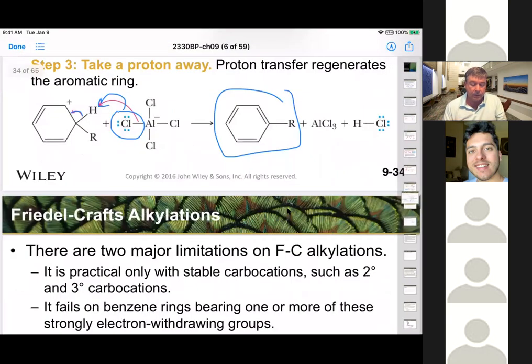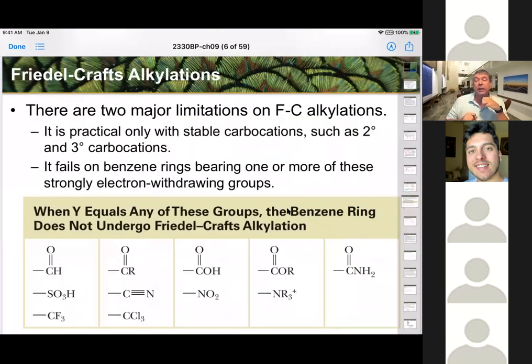Okay, so one of the limitations for these alkylations is it's only practical if you can form a secondary or tertiary carbocation. Okay, you have to form a secondary or tertiary carbocation. So if you had a secondary alkyl halide like an isopropyl group, or a tertiary alkyl halide, they're going to form very readily. You will be able to use them. You cannot form a straight chain off of there.